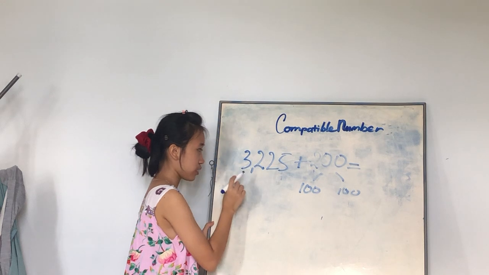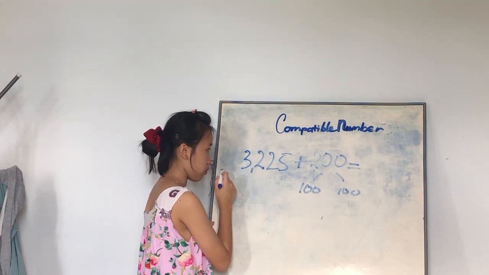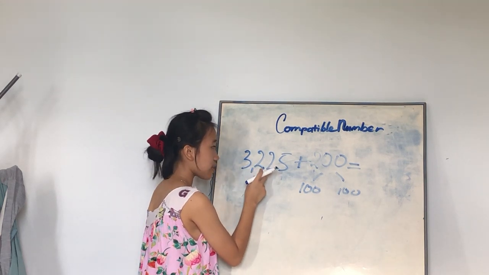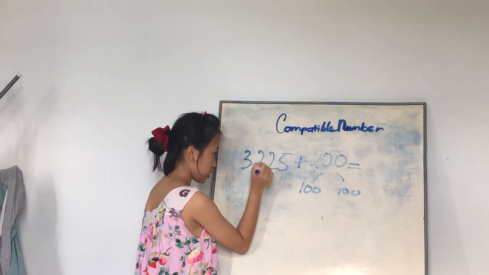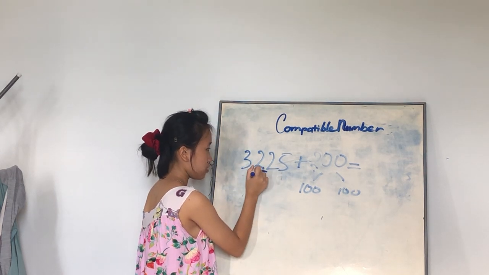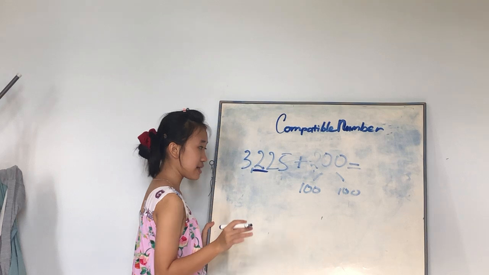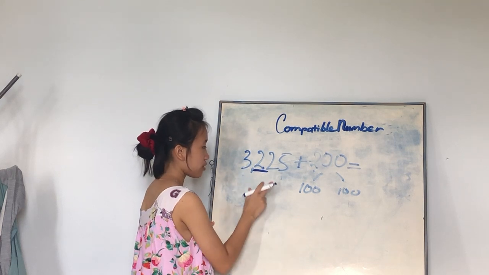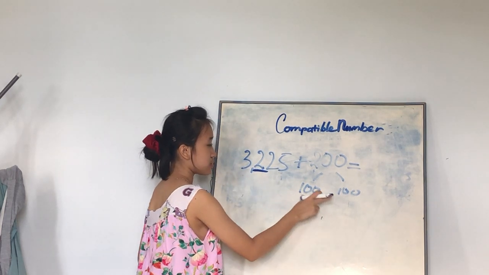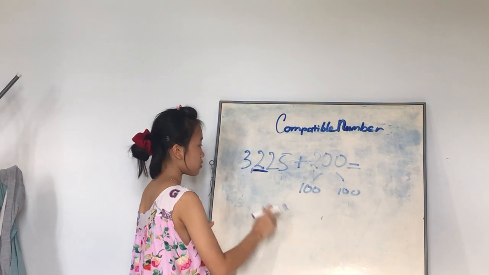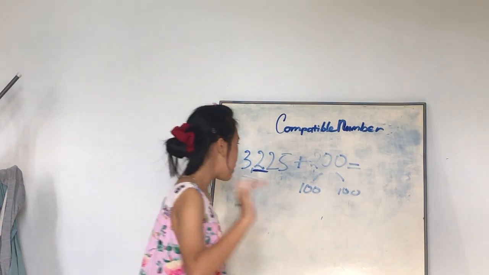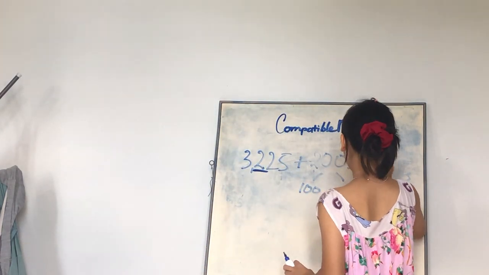Now let's take a look at the second one, 225. We just need to work with this 200 to find the answer. 200 plus another 100, so it's just about 3,425.